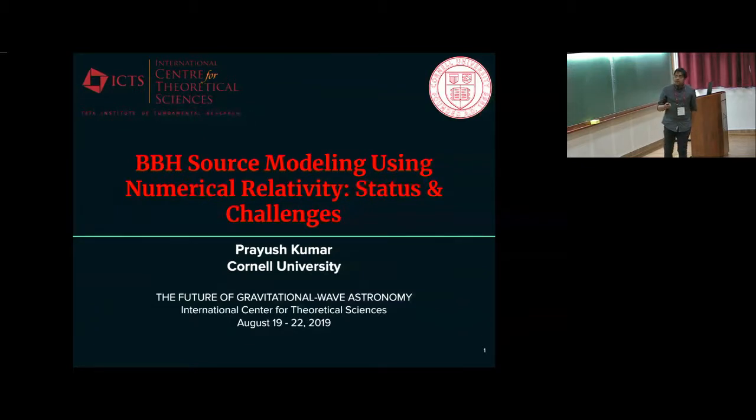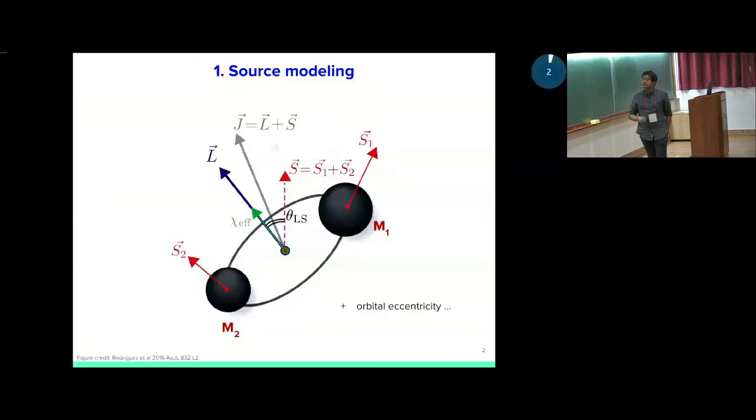So today I wanted to give a brief update on the state of the art in binary black hole source modeling, what the questions are that are still open, and what questions are going to be posed to us in the very near-term future, especially with the upcoming third generation and more future detectors.